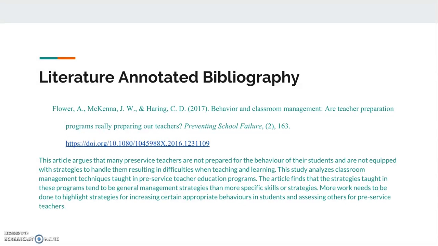This study analyzes classroom management techniques taught in pre-service teacher education programs. It overall finds that the strategies taught in these programs tend to be general management strategies and more specific skills or strategies. I'll be going over more detail and more specifics on these strategies in my summary. Overall, more work needs to be done to highlight strategies for increasing certain appropriate behaviors in students and assessing others for pre-service teachers.